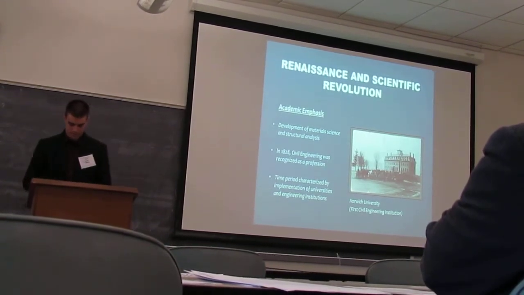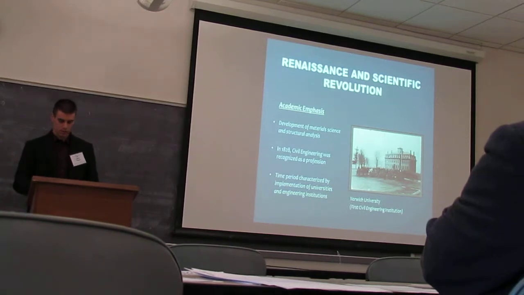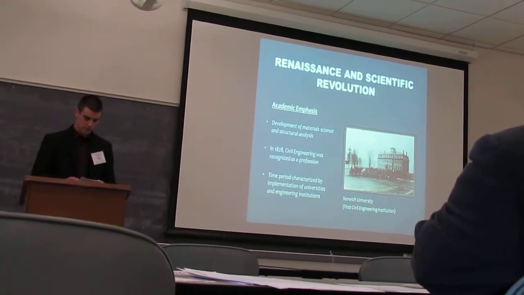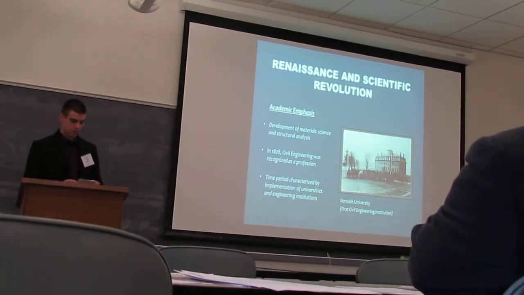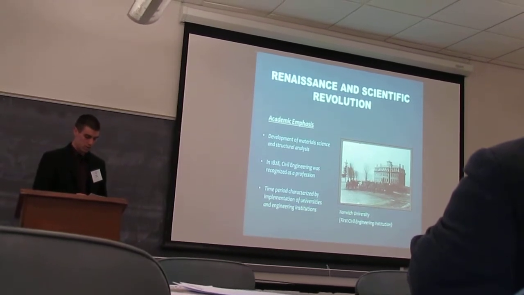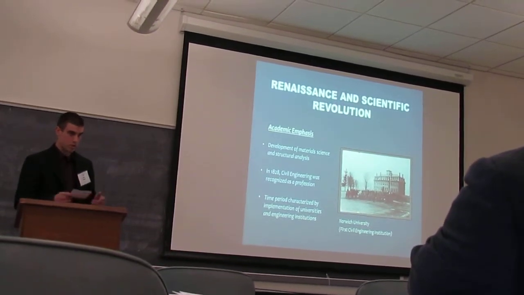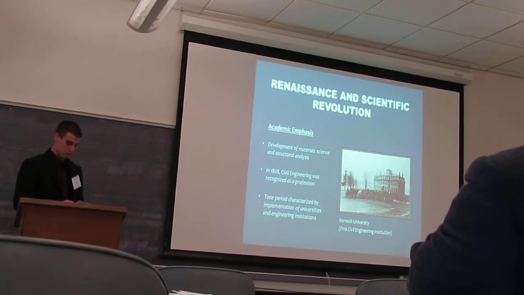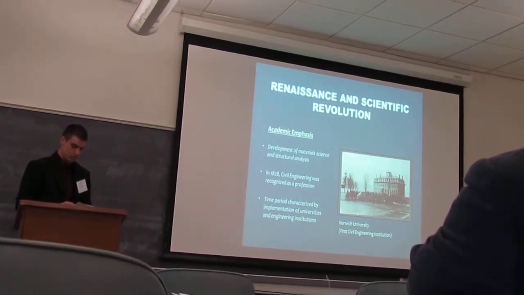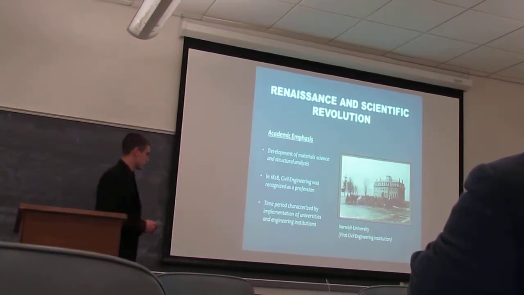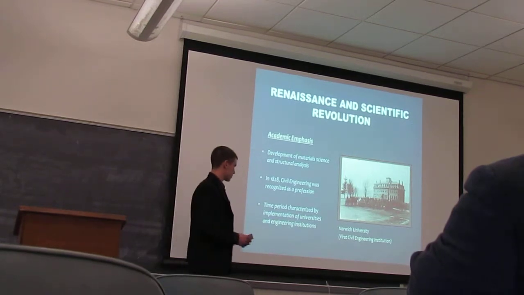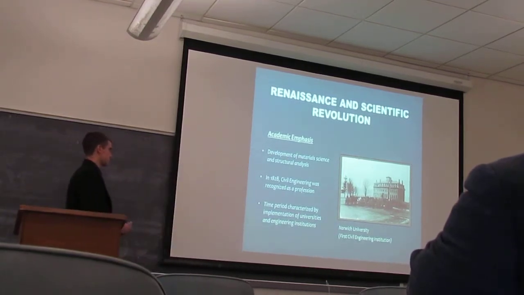Academia and training. In 1828, civil engineering became an official profession. There was rapid growth in material science and structural analysis, which enabled more complex structures. Due to this complexity, institutions were established for adequate training. This is a picture of Norwich University, which was the first civil engineering institution.